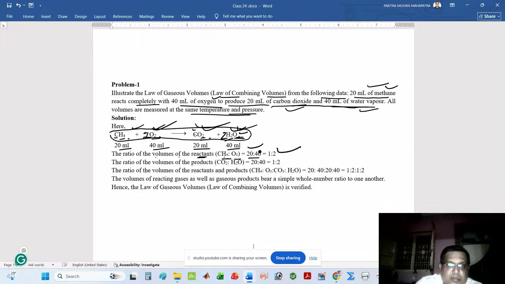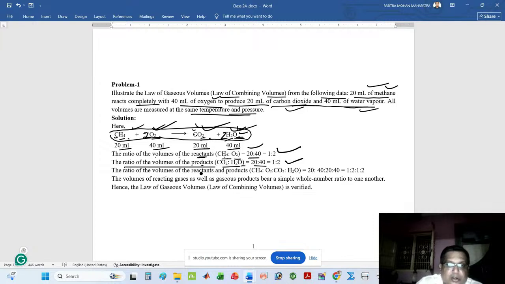Similarly, the ratio of the volume of the products; here two products are given. So you can find the ratio of the volume of the products. So here I can write the ratio of the volume of the products, that is CO2 and water. Carbon dioxide is 20 ml. Water is 40. So here I can write 20 is to 40. If you solve, then you will get 1 is to 2.